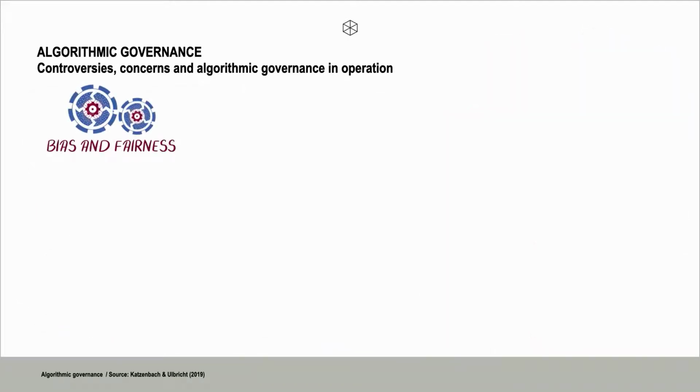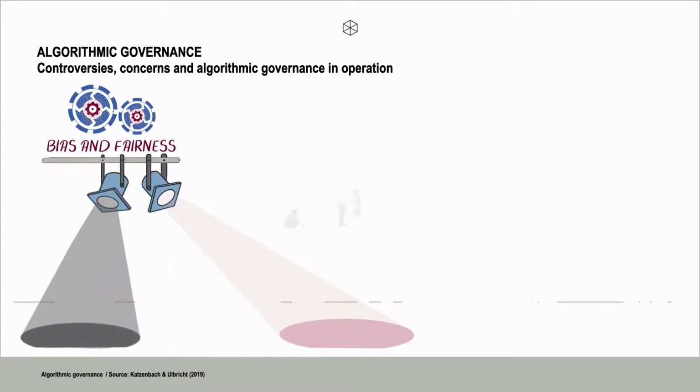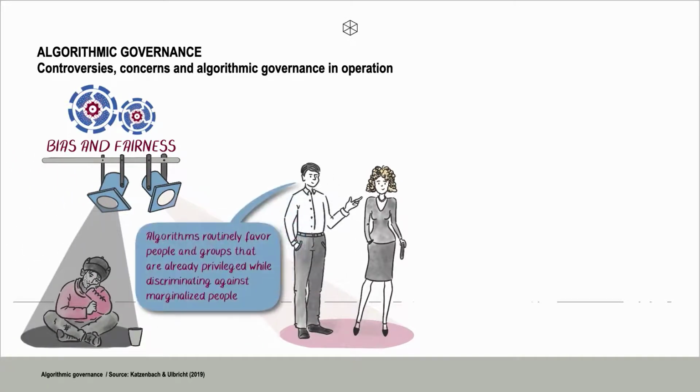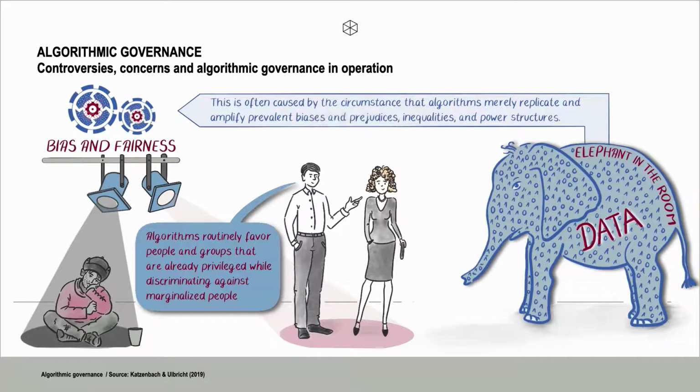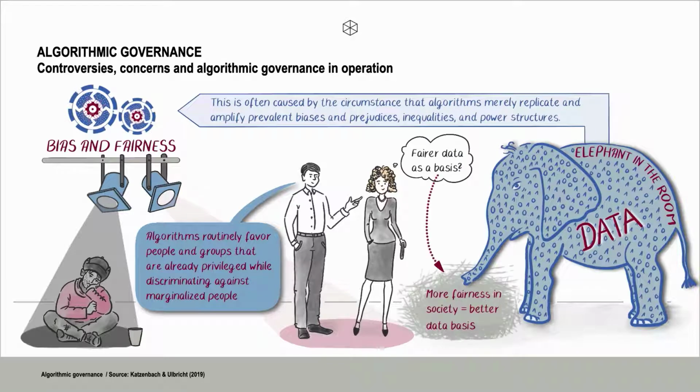Bias and fairness. Algorithms routinely favor people and groups that are already privileged while discriminating against marginalized people. This is often caused by the circumstance that algorithms merely replicate and amplify prevalent biases and prejudices, inequalities and power structures. The current politicization of these issues can be considered an opportunity to think about how to bring more fairness into societies with automated systems in place.